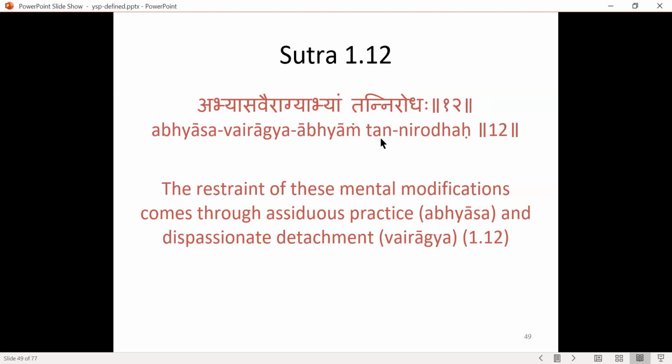Tan comes from tat. Tat means that. That referring to what? Vrittis. Remember, we've talked about these 5 vrittis so far. So always go back and refer to those vrittis. Nirodha means again cessation. Yogas chitta vritti nirodha. Keep that in mind. So you can replace tat with vritti. The vritti nirodha, which we talked about in sutra number 2, can be attained by abhyasa and vairagya. That's the meaning of this Sanskrit phrase.